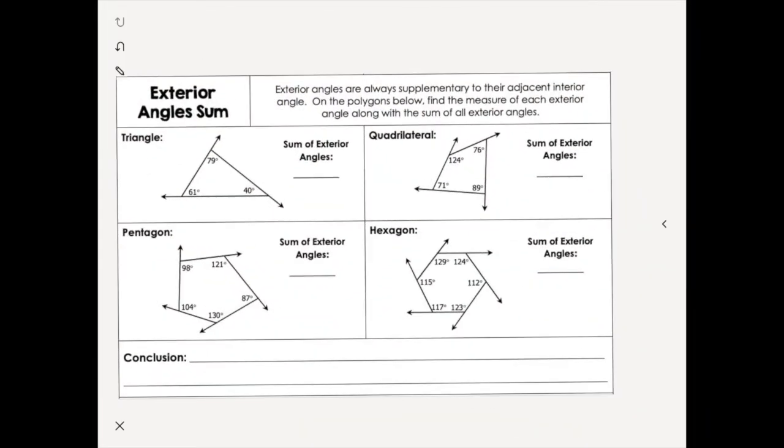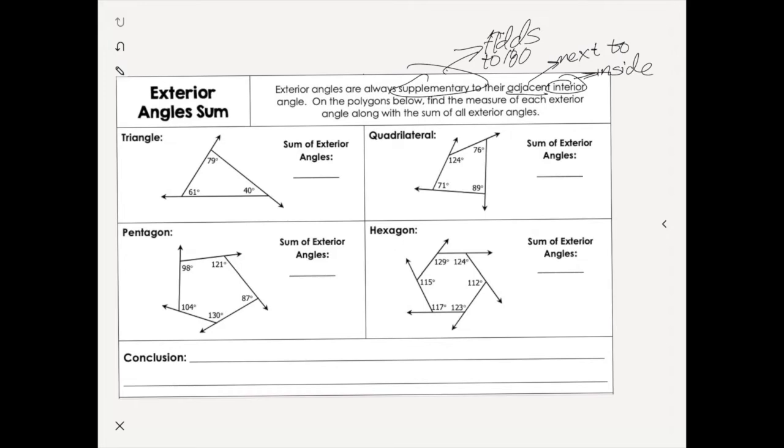Now we're going to talk about the exterior angle sum. So the exterior angles are always supplementary. Remember, supplementary means that it adds up to 180 degrees. So it adds to 180. It's supplementary to their adjacent, meaning next to, the adjacent interior, and interior means inside.